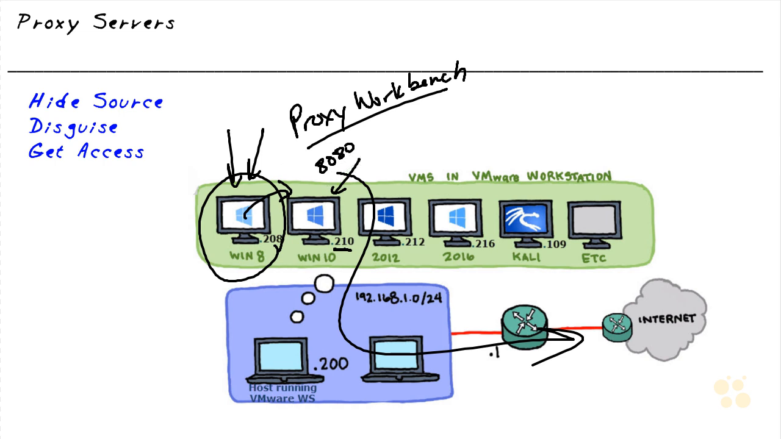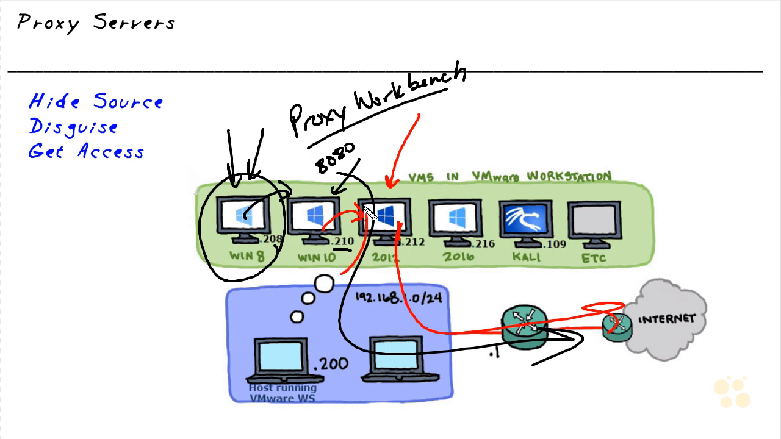And the question may come up, well, what if we want to do proxy chaining and have multiple proxies in the path? Well, what we could also do, instead of having Windows 10 go directly out to the internet, we could also install Proxy Workbench on another system and tell the Windows 10 system that it should use that proxy. And if we did that, then the actual request would go out to the internet source from .212 from the Windows 2012 proxy service.